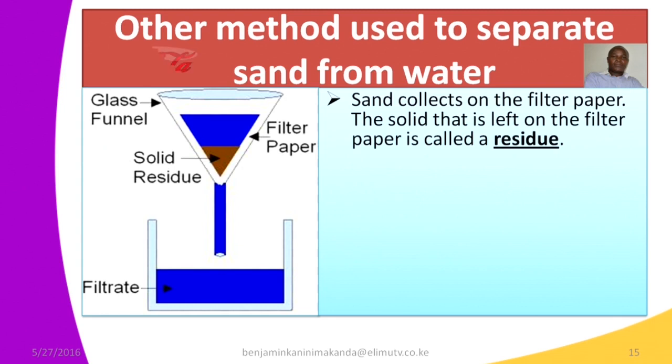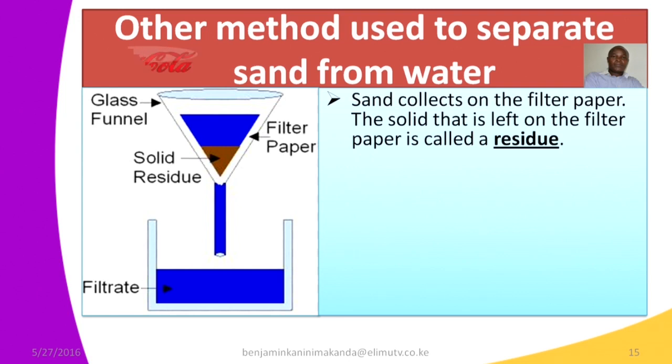So from a filter paper and a filter funnel, we have residue remaining on the filter paper, and then the solution that seeps out is called a filtrate. Now, which kind of method is this? Filtrate, therefore, is filtration. So another method of separating sand from water is by filtration. Other than decantation, we can also separate sand from water by filtration. Yes, we use filtration to separate that.